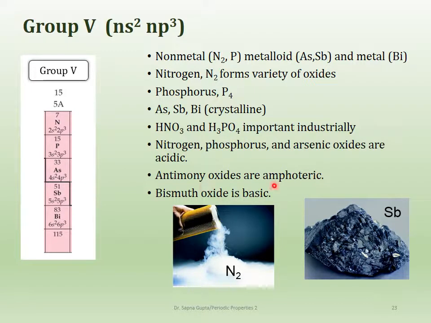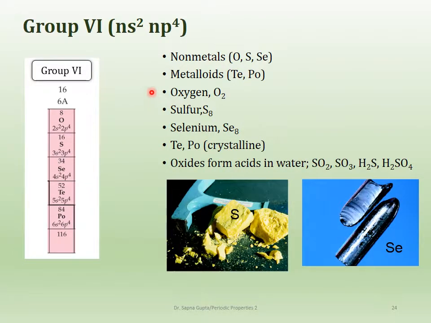Antimony oxides are amphoteric, bismuth oxides are basic. So that's the trend that you will see in this group. Group number 6, which is the oxygen group. Now the metallic nature is decreasing, because we're getting more and more towards the right-hand side of the periodic table. So in group number 6, you really don't find any metal that much.